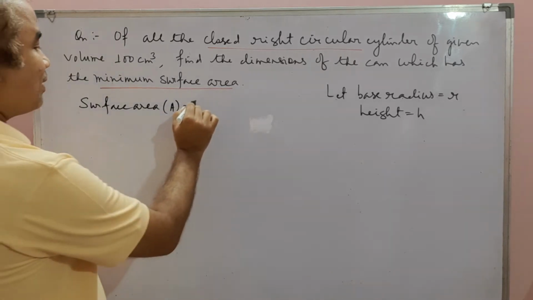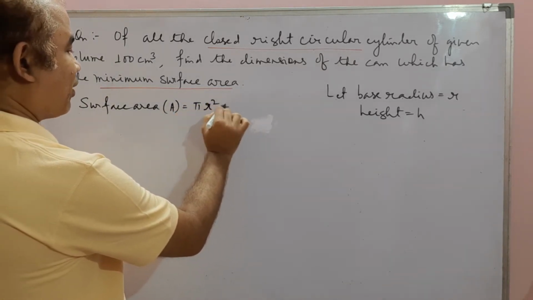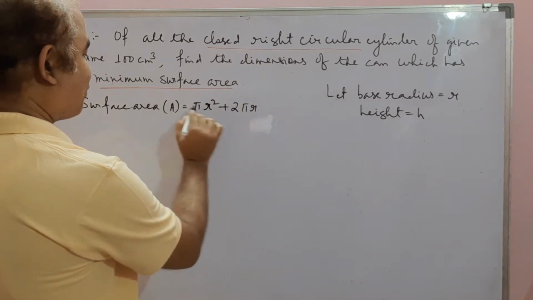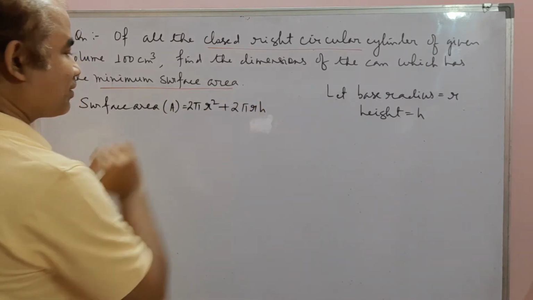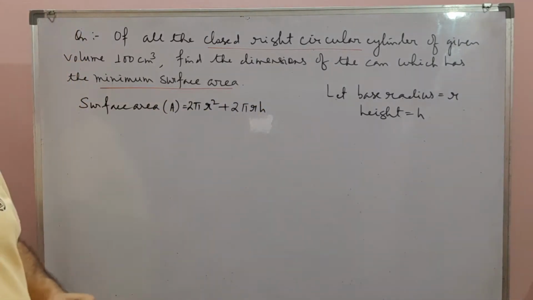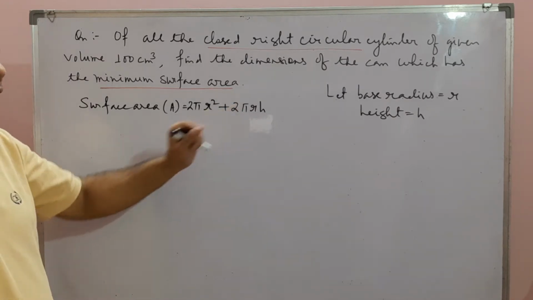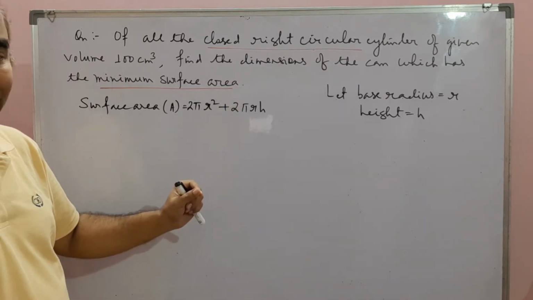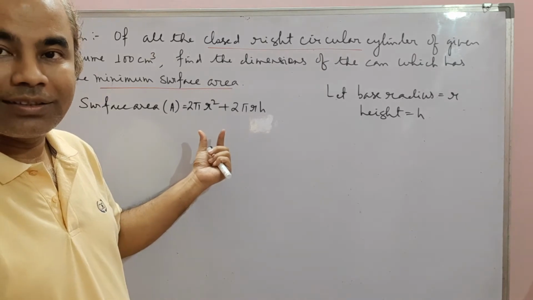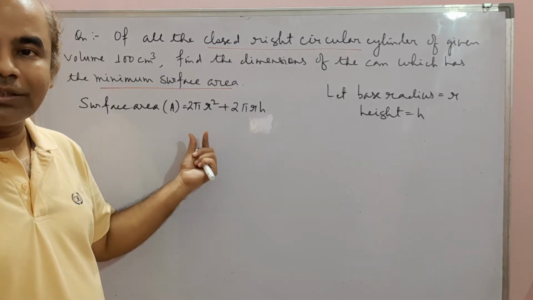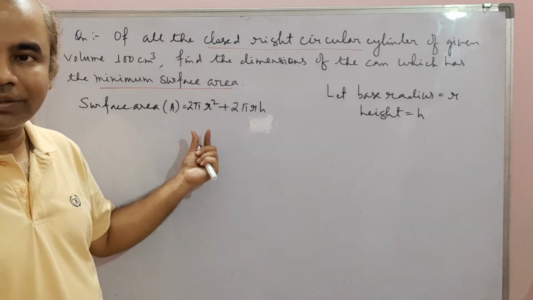This function is equal to 2 pi r square plus 2 pi rh. Here pi is constant, so not a problem. r and h both are variables, both unknown quantities. So how can you differentiate this? We need to find the first order and second order derivative of this function.